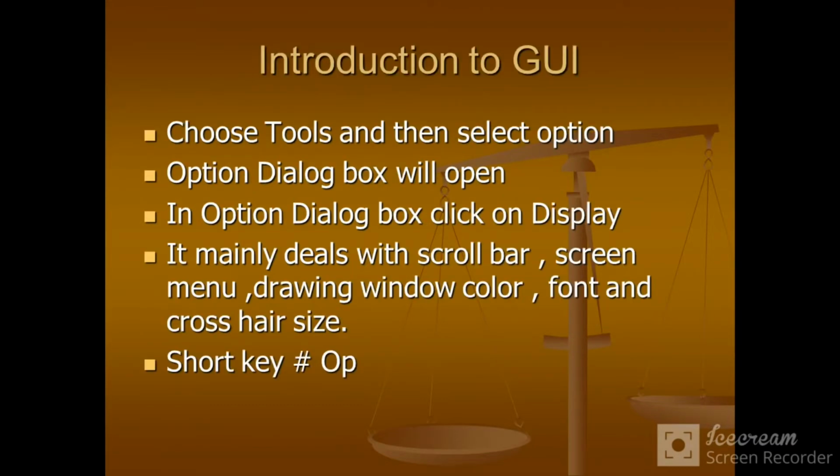So introduction to GUI: choose Tools and then select Options. The Options dialog box will open. In the Options dialog box, click on Display. It mainly deals with scroll bar, screen menu, drawing window, color, font and crosshair size.